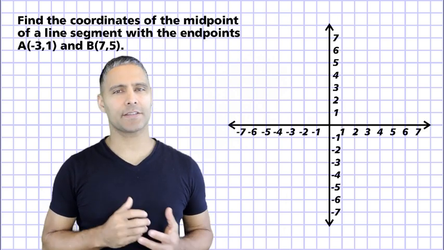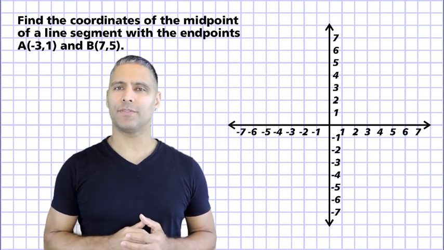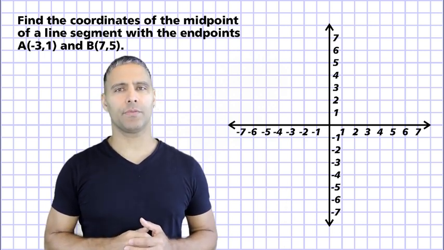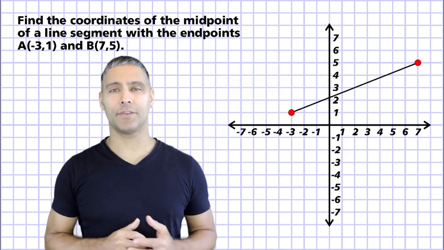What we're going to do in this tutorial is practice using the midpoint formula. This problem is asking us to find the coordinates of the midpoint of a line segment with the endpoints -3, 1 and +7, +5.